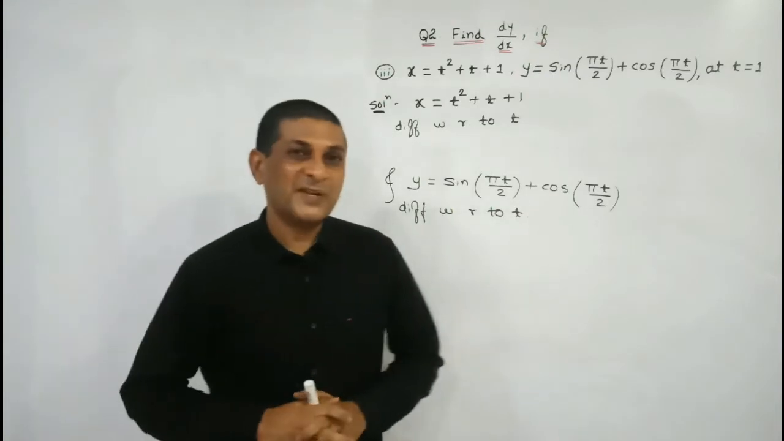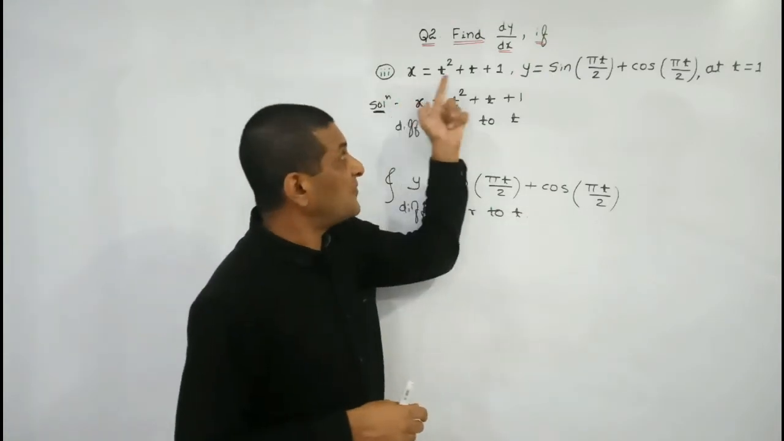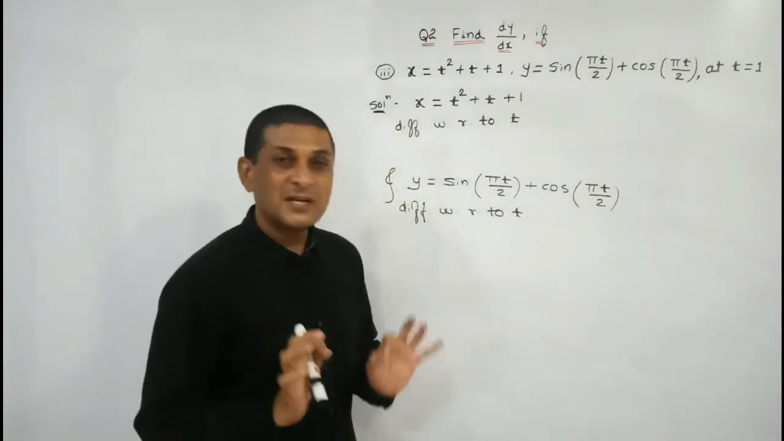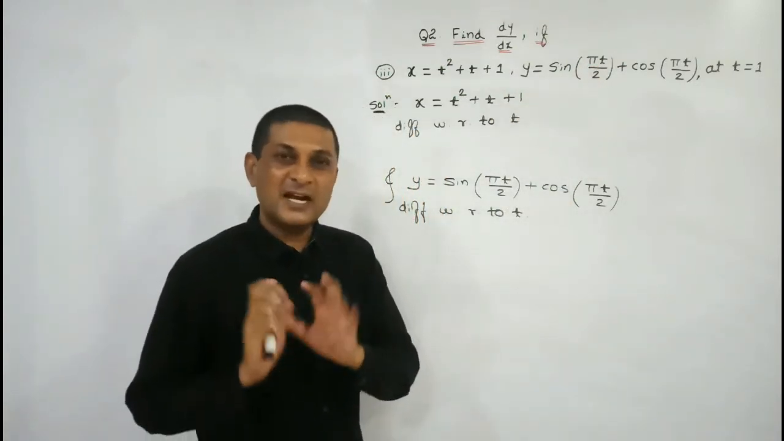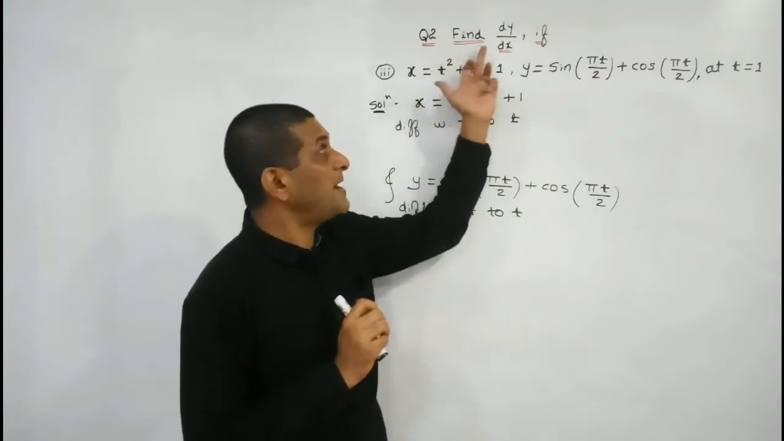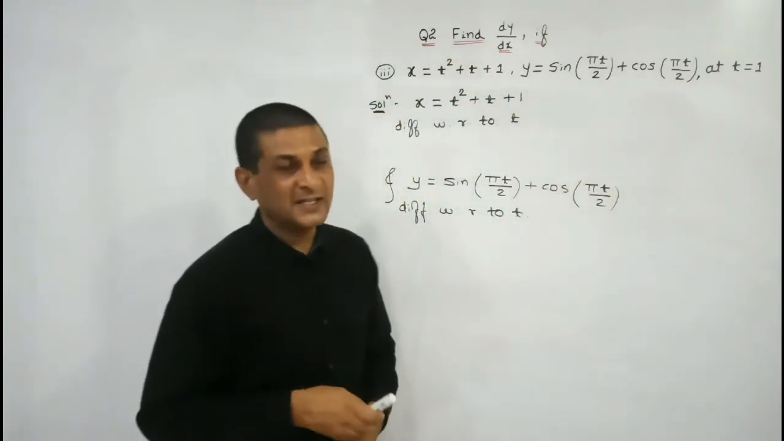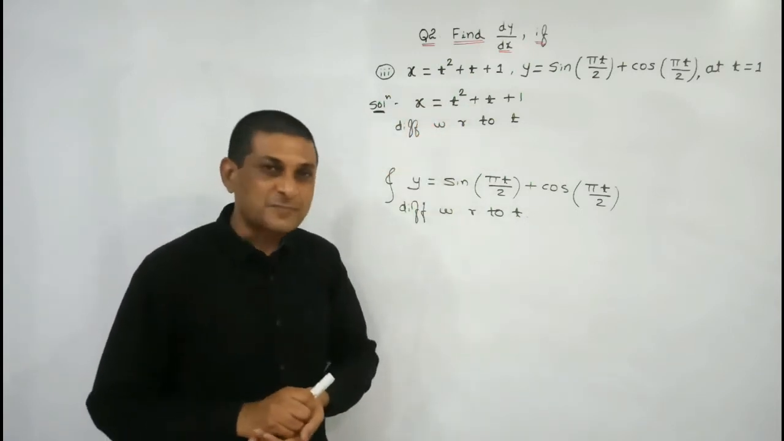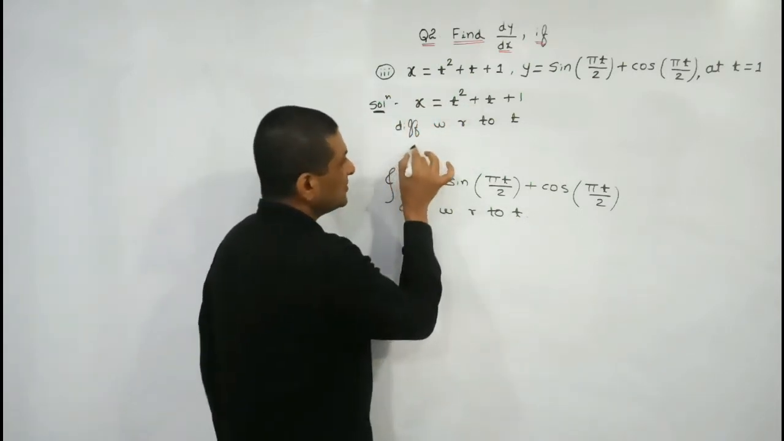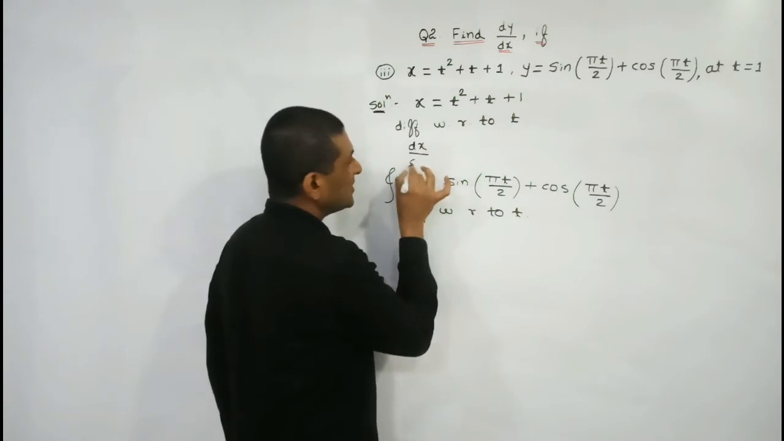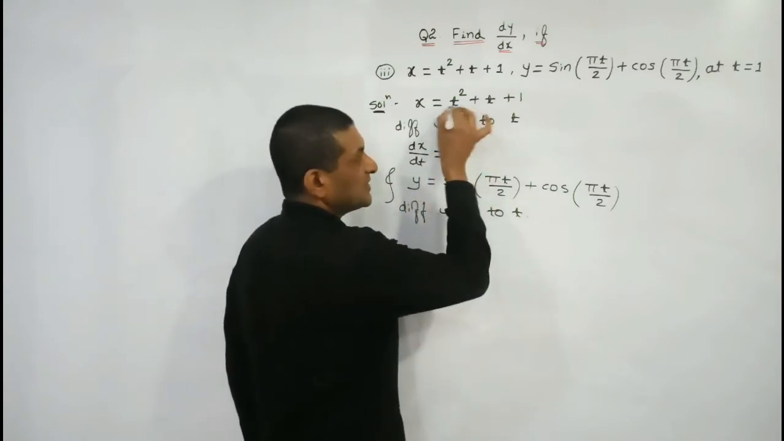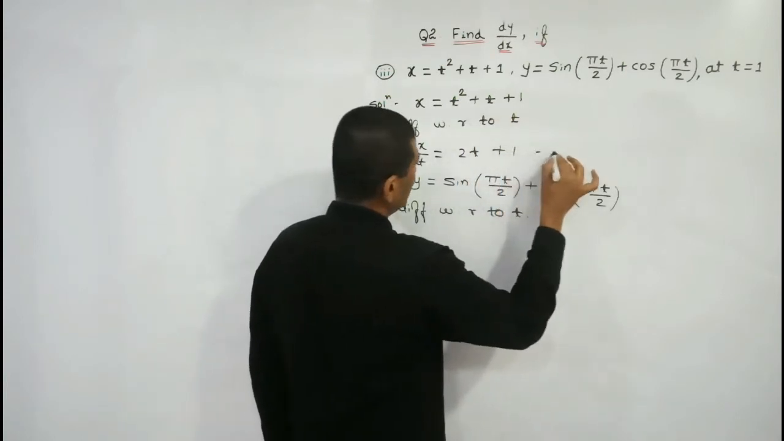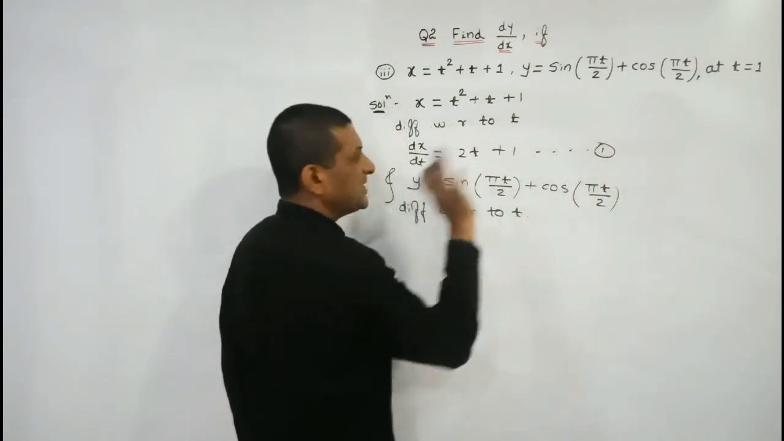Now see the third example. In this example, the value of x in terms of t and the value of y also in terms of t is given to us. Means t is the parameter here, and we have to find the value of dy by dx at t equals 1. So first consider the value of x and differentiate it with respect to parameter t. Therefore we will get dx upon dt equals, what is the derivative of t square? 2t, and the derivative of t will be equal to 1. In this way we have got the value of dx upon dt.